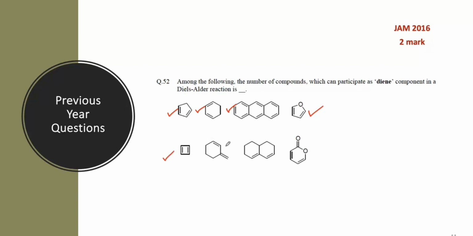Here this is permanently locked in s-trans conformation, so it will not undergo Diels Alder reaction. This is also permanently locked in s-trans conformation, so it will not undergo Diels Alder reaction. This is also in s-cis conformation, so it will undergo Diels Alder reaction. So 1, 2, 3, 4, 5, 6. These 6 dienes can undergo or participate in the Diels Alder reaction. So the answer will be 6.